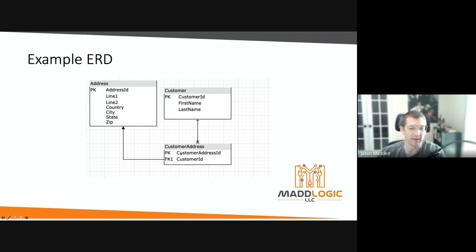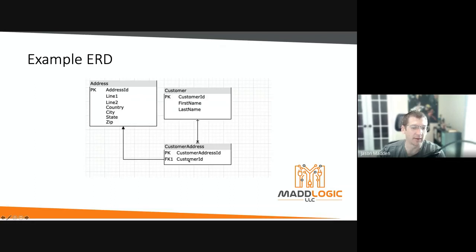As we go through the example, I'll point these things out a little bit more, and how it's implemented. But the multi-column index comes in with this customer address table. So the primary key is the customer address.